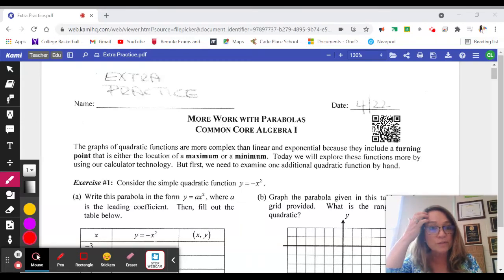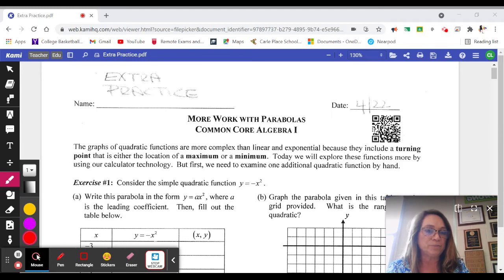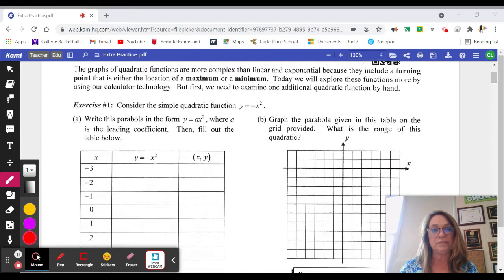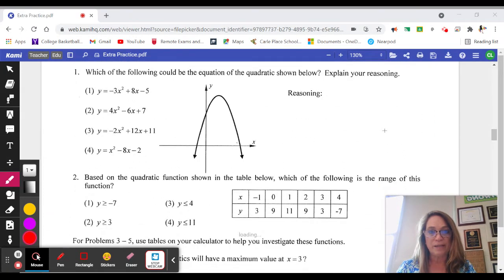Okay, guys, I'm going to do this extra practice packet for you. I'm not going to do this first page because you can scan the QR code and watch a video yourself. So I'm going to skip to this page.